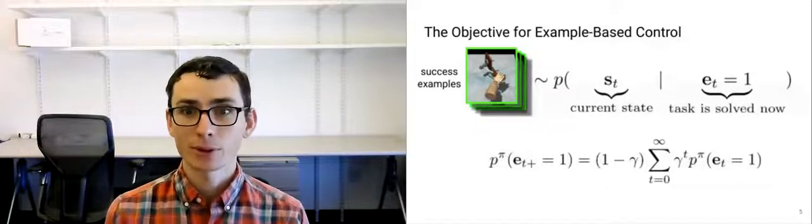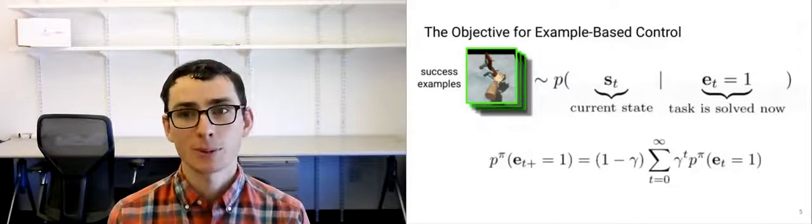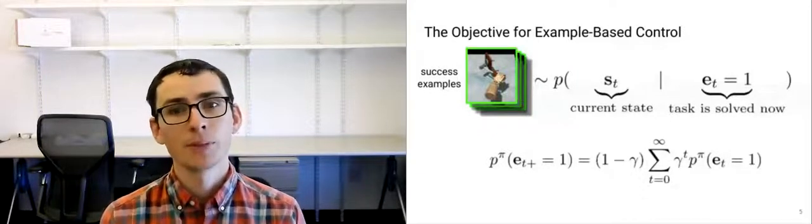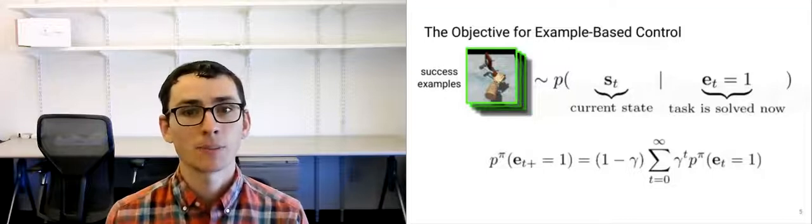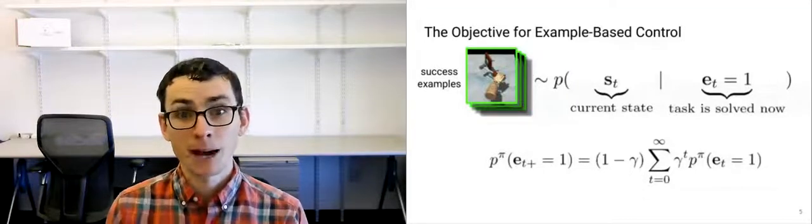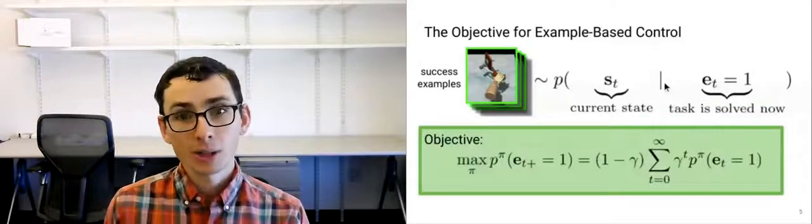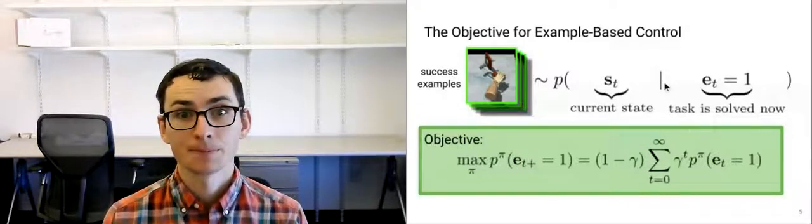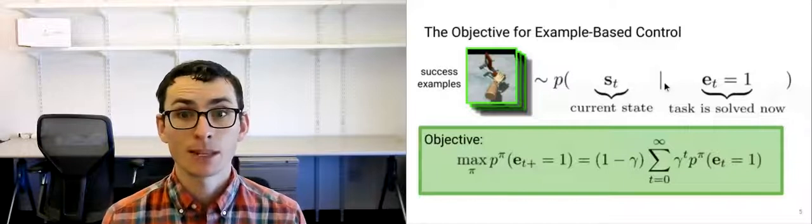Precisely, we will look at the discounted future, similar to standard reinforcement learning. Of course, the probability of solving the task at some point in the future depends on what actions you take in the future, so this probability depends on the policy pi. Our objective is to find a policy pi that maximizes this probability of future success. This is the objective for example-based control.